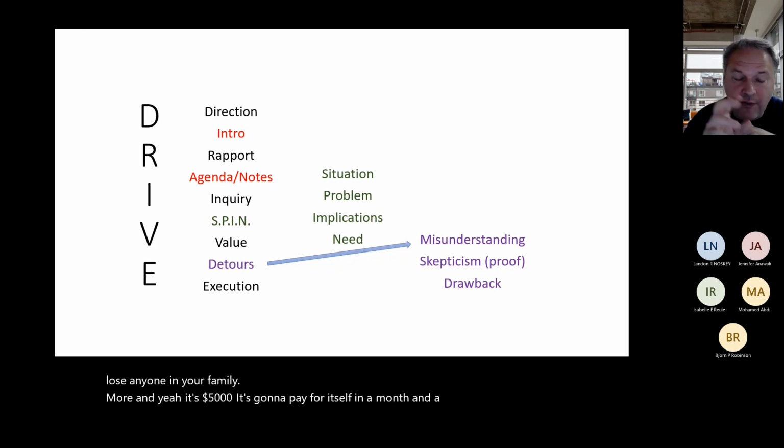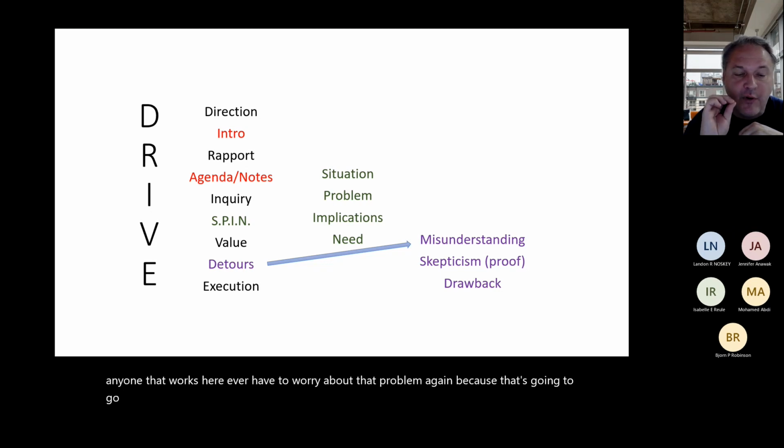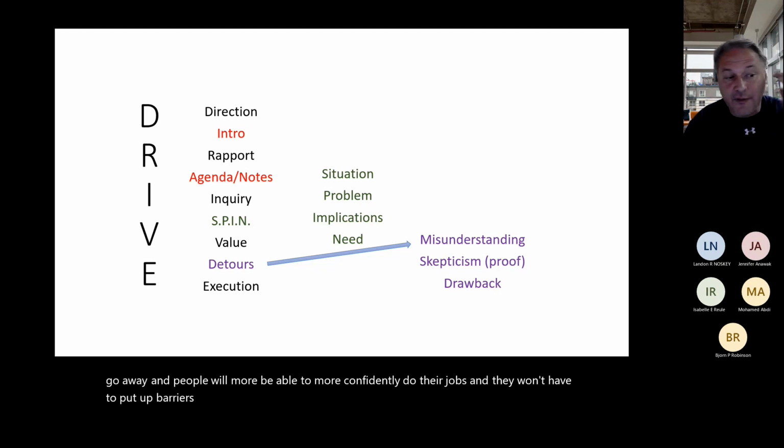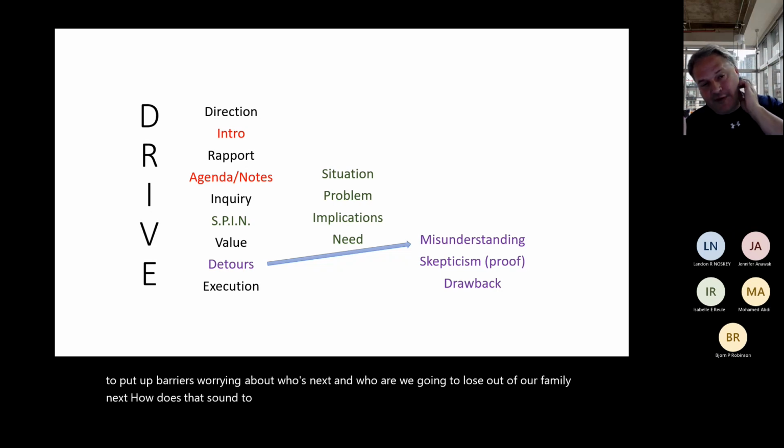And I don't want you or anyone that works here to ever have to worry about that problem again, because that's going to go away and people will be able to more confidently do their jobs, and they won't have to put up barriers worrying about who's next and who we are going to lose out of our family next. How does that sound to you? Boom. So there's your drawback.